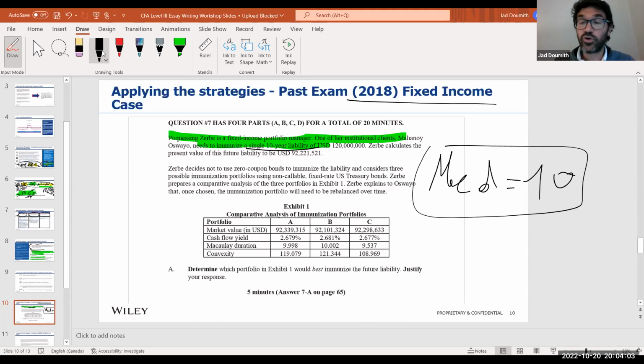So read every word very carefully. It's hugely important to get those points, to know that it's a zero coupon liability. It has a Macaulay duration of 10 because it has a maturity of 10. And of course, it's a liability of $120 million. So we calculate the present value of this liability to be 92 million. Exam tips. Since I read the question, I know that they want me to determine which portfolio best immunizes this liability.